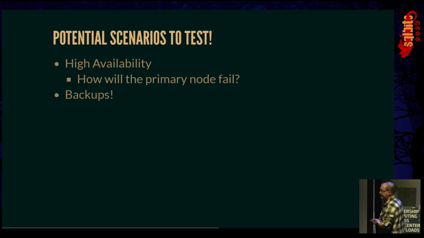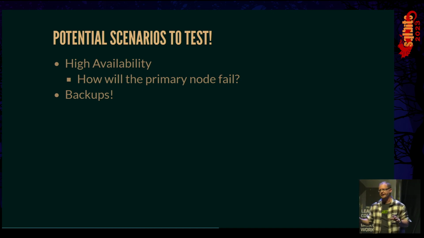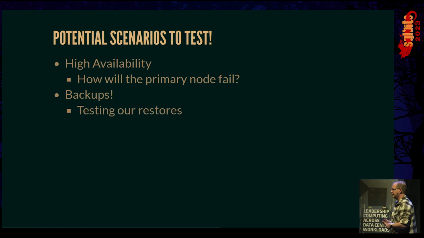Let's have another one, backups. This is probably the easiest chaos engineering experiment, and I'm stretching the definition here of chaos engineering when I'm saying this, but how often do you test your restores? You can back up your databases all you want, but if you can't easily perform a point-in-time restore of your databases, then those backups are useless.